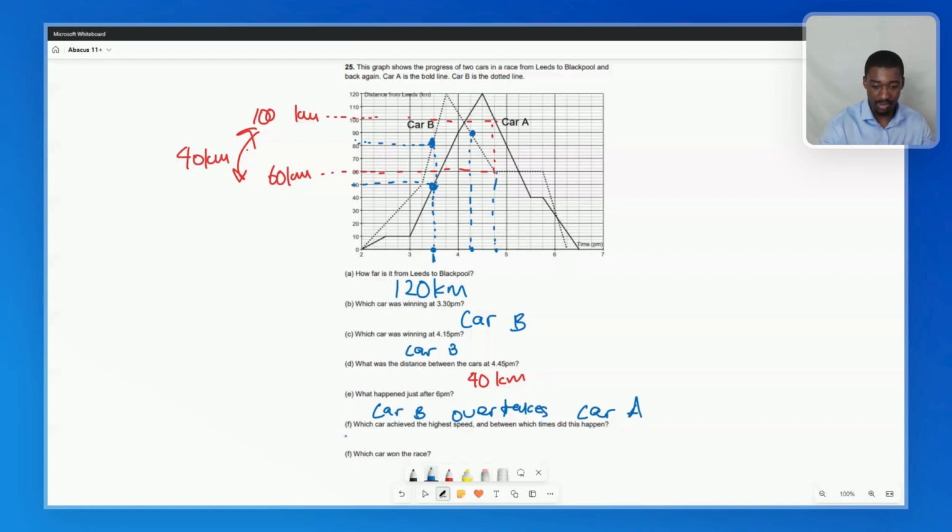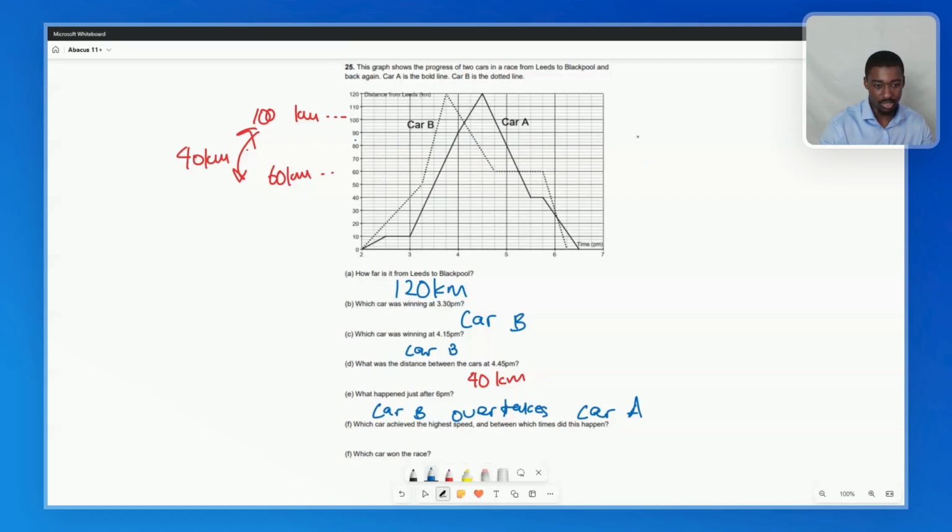For part F, we have which car achieved the highest speed and between which times did this happen. So to answer this, let's clear this graph a bit. Which car achieved the highest speed and at what time, or between which times, did this happen?